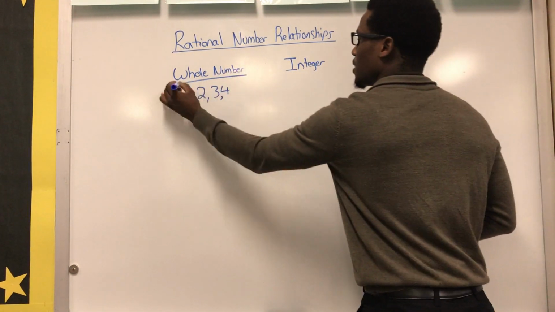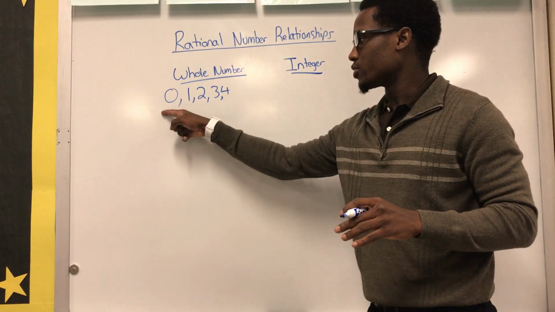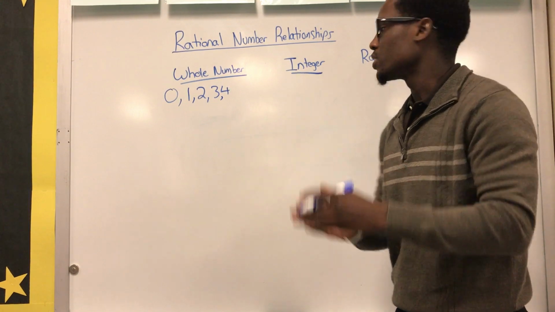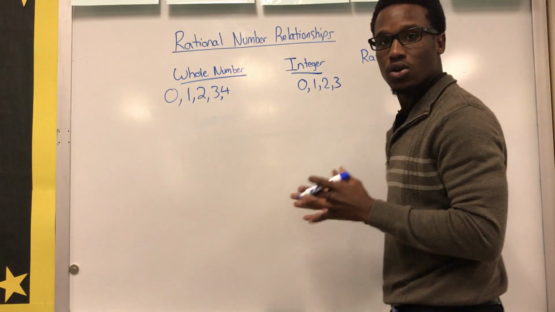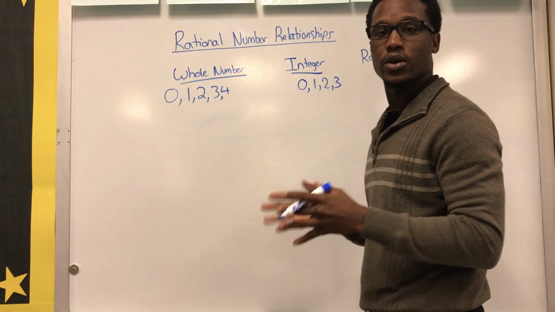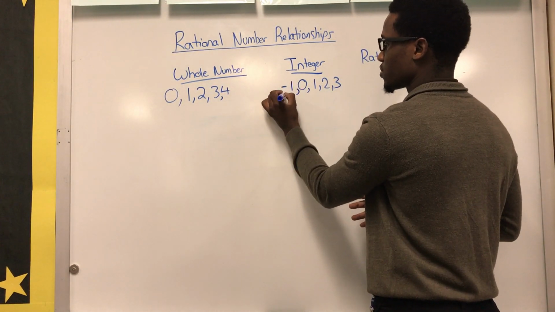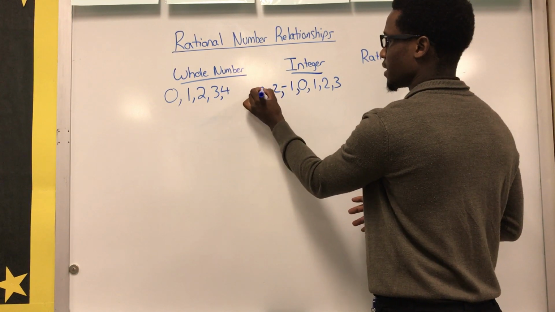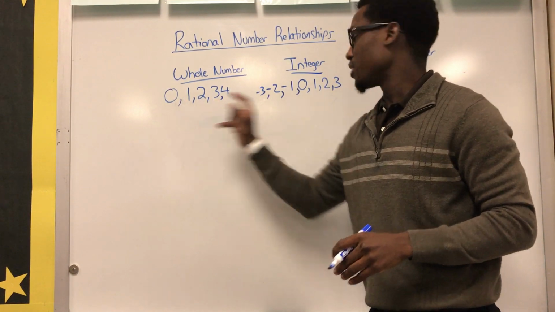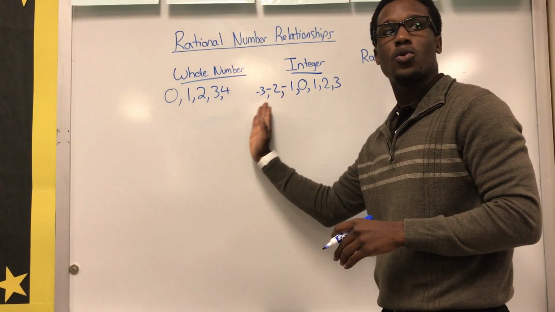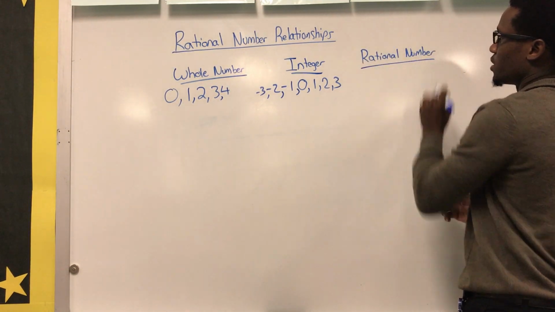Next, we have an integer. Now, all integers are whole numbers as well as their negative counterparts. So I would say 0, 1, 2, 3. These are all integers. They're whole numbers as well, but they're all integers. Now, what's different between a whole number and an integer is that we start to add our negatives. So -1, -2, -3. As you can see, whole numbers are only on the positive side, but integers could be either the positive side or the negative side. These are integers.